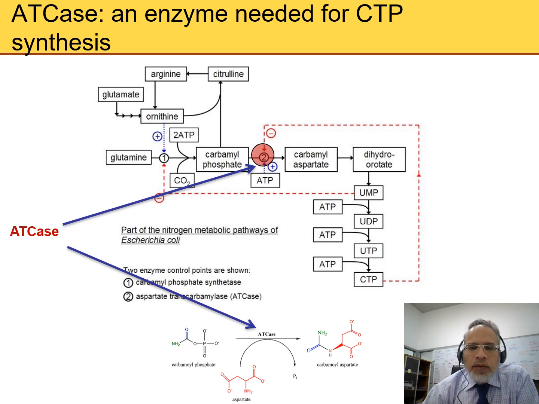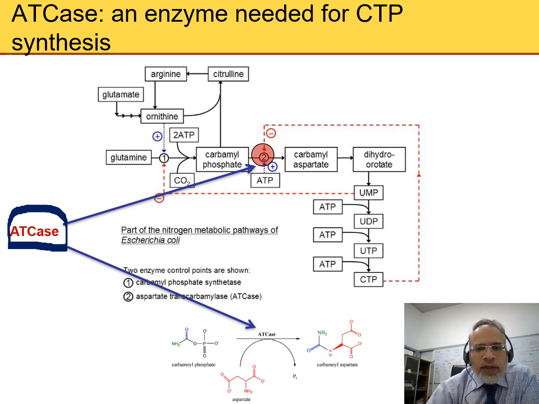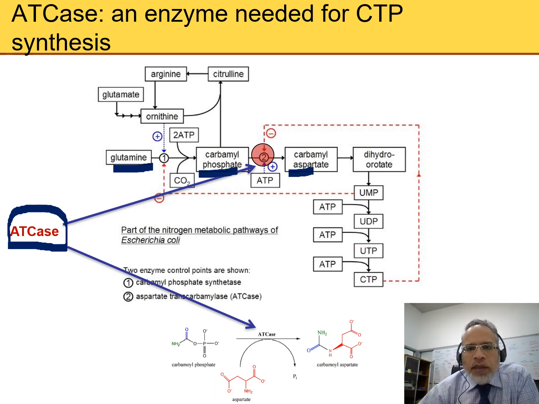Okay. Now this is bringing us back to this notion of this enzyme ATCase, and we talked about this earlier, that this is an enzyme which is regulated by feedback inhibition, and it's an allosteric enzyme. So if you saw the video before, feedback inhibition is if you have a pathway that is multi-step. So you have, for example, glutamine. Glutamine becomes carbamyl phosphate, which becomes carbamyl aspartate, which becomes dihydroorotate, UMP, UDP, UTP, and CTP. And CTP is the final product in the pathway.